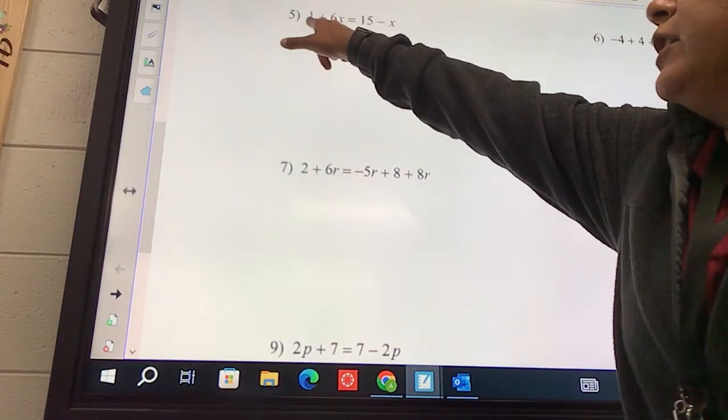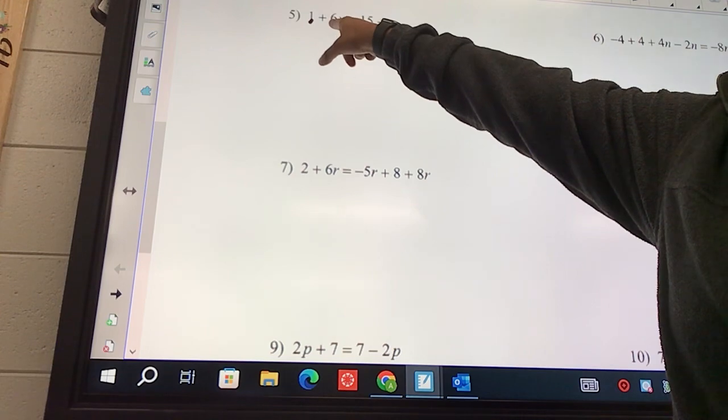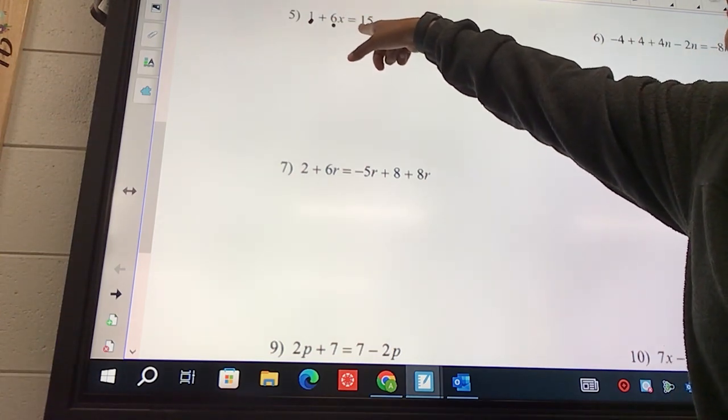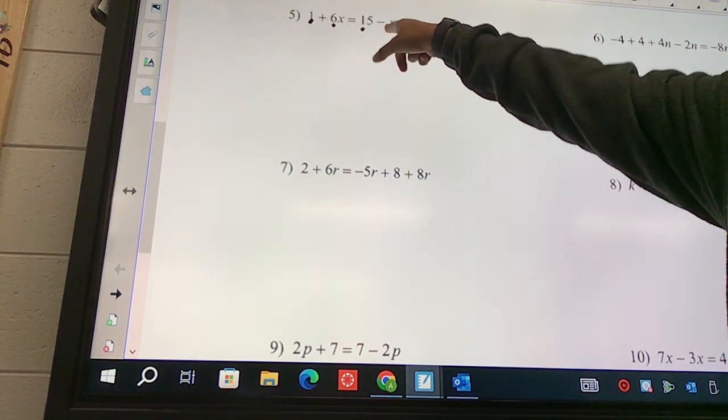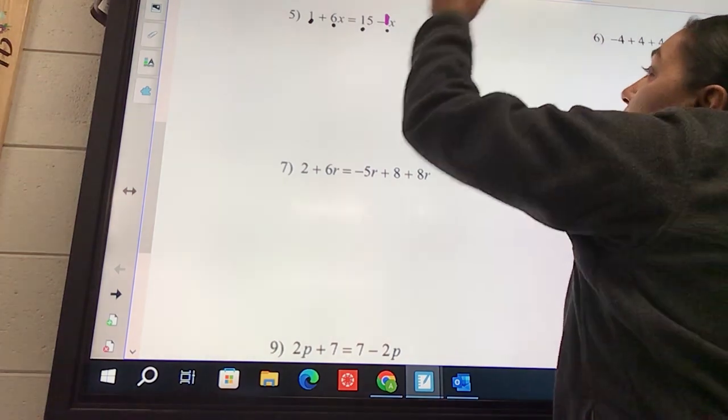So is this one a letter or a number? It's a number. Okay, what about 6x? It's a letter because it has a letter in it. 15. Number. And negative x? A letter. Okay, and first, for starters, I'm going to put a 1 in front of this x. Okay.